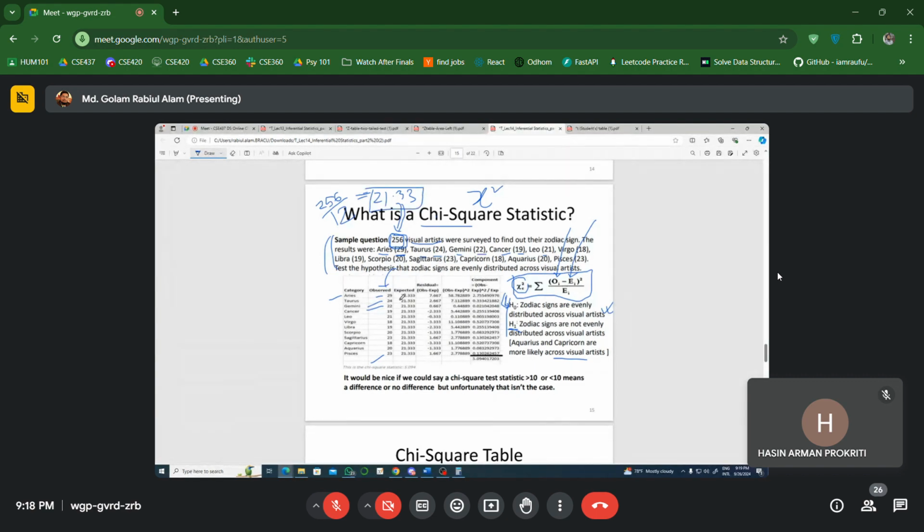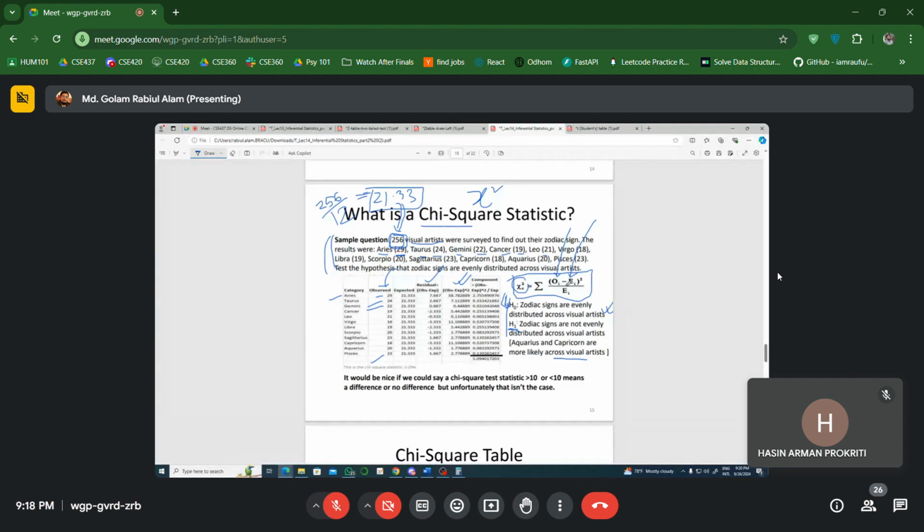Now we have to find observation minus expected. So 29 minus 21.33 is 7.66. Similarly, 24 minus 21.33 is 2.667, and 22 minus 21.33 gives 0.667. In this way, we get the residual, that is, observation minus expected. Then we have to square that value, and then we will get these values.